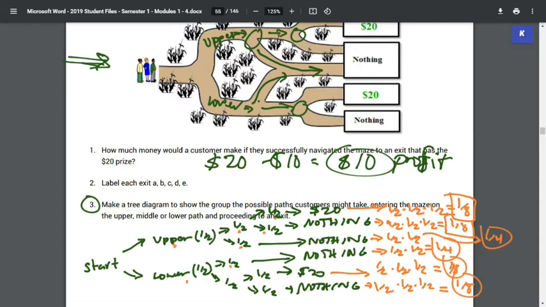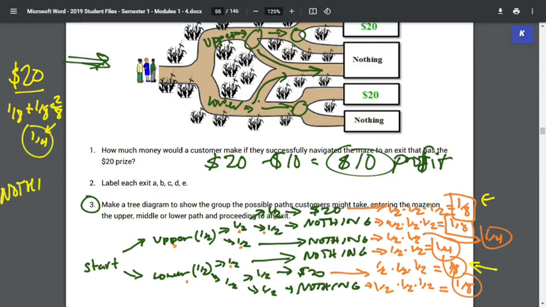So last but not least, we'll be figuring out our percentages on each of these. Percentages where we get nothing, percentages where we get $20. So let's start with the $20. If I look, I have that one right there, that one right there. So that's going to be an eighth plus an eighth, which equals 2/8, which is going to give me a fourth. So 1/4 right there would be my probability of getting $20.